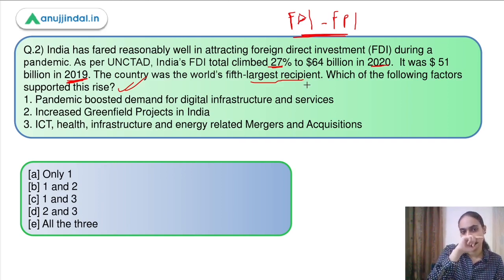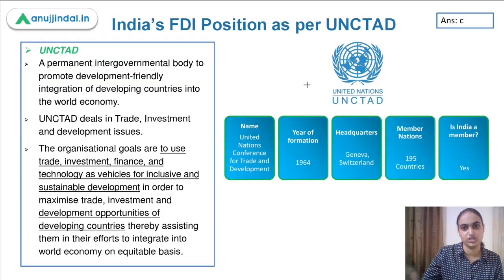So here UNCTAD came up with a report where we got an idea about the FDI coming to India, and it states that India is the fifth largest recipient of FDI. So despite the pandemic, we have seen a rise in FDI. What are the reasons, they are asking that? So let's discuss about this first.